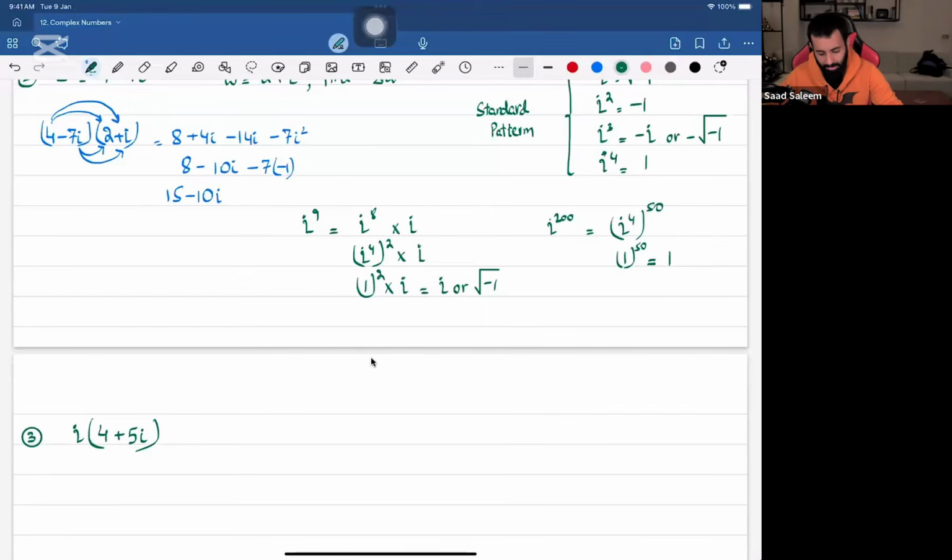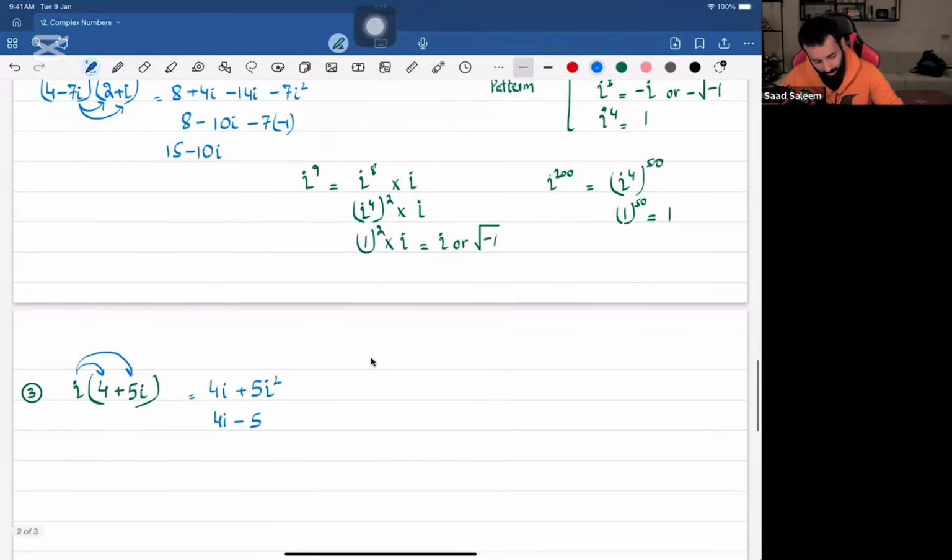Now I want you guys to see the result of this. When we do i times 4, we get 4i. Then if we do i times 5i, we get plus 5i squared, which means that we have 4i minus 5. So notice what happened. This becomes minus 5 plus 4i.